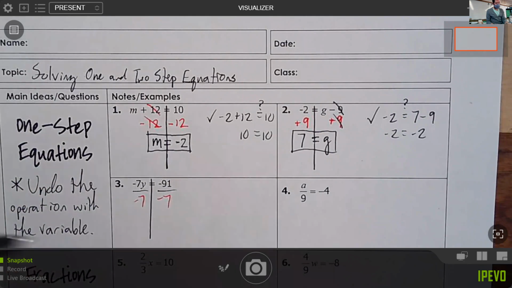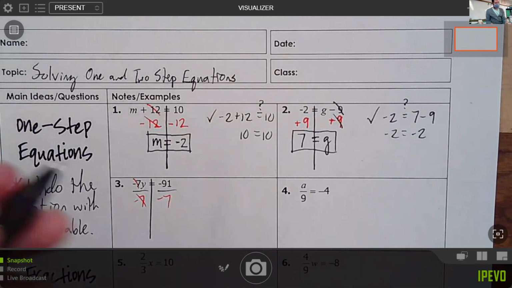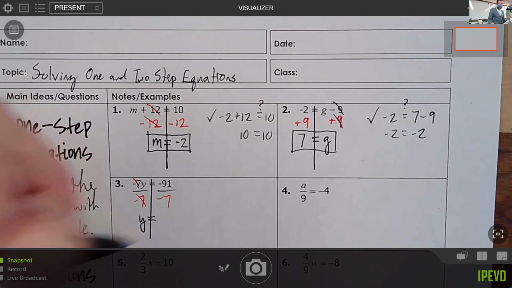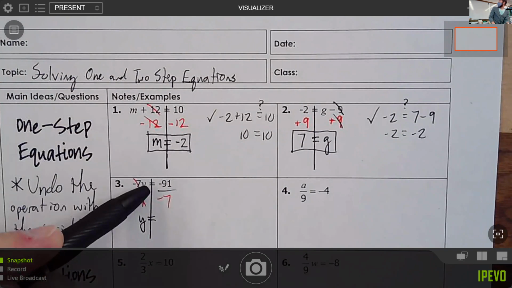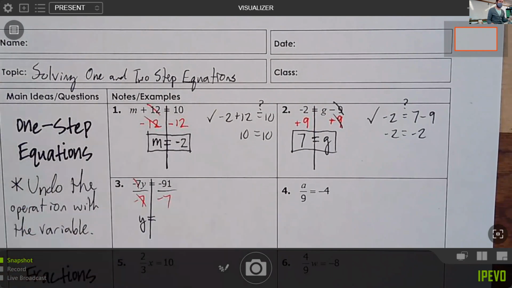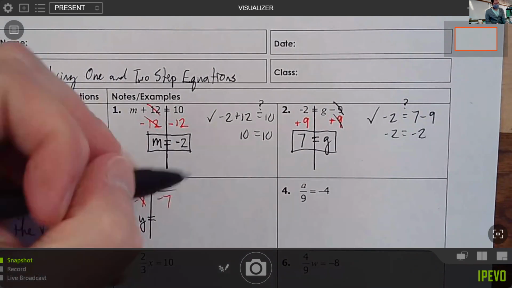So when we divide by the same number on both sides, the negative 7s cancel out on the left, leaving us with our variable, which is exactly what we wanted. And then on the right-hand side, we have a negative 91 divided by a negative 7. Negative divided by a negative is always a positive. And 91 divided by 7, I think, is 13. Yep, so positive 13 for y.